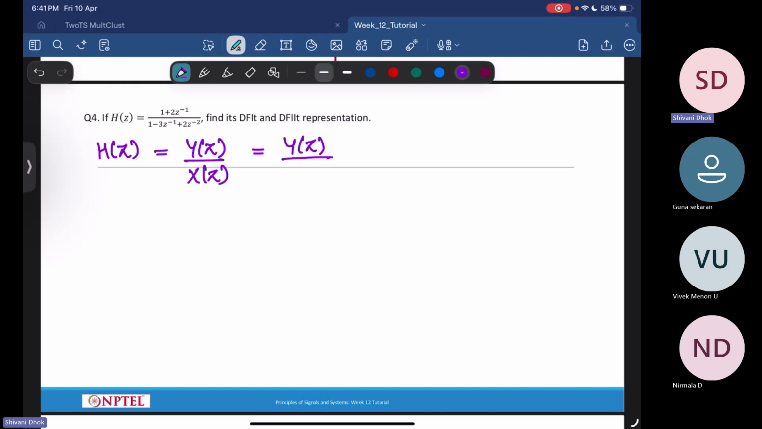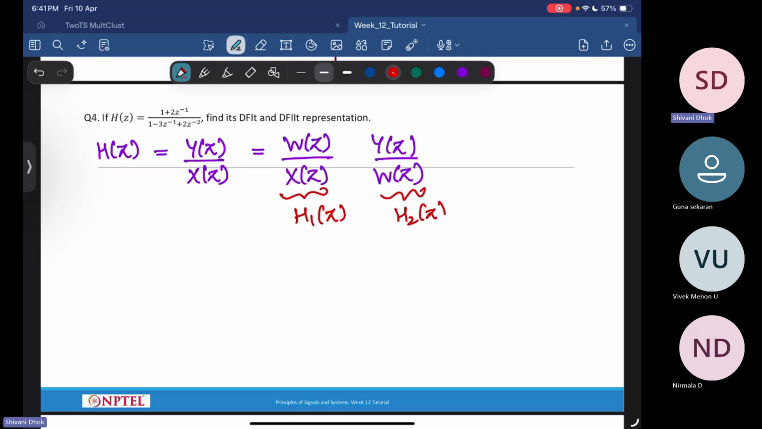Y of z upon X of z, sorry, W of z upon X of z into Y of z upon W of z. So you treat this as H1 of z and H2 of z, and your H of z is basically H1 of z cascaded with H2 of z.